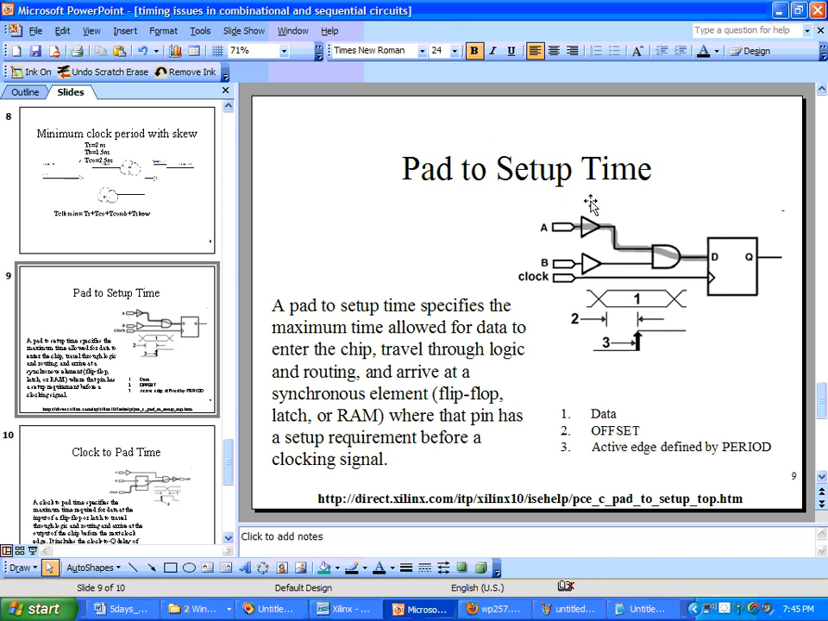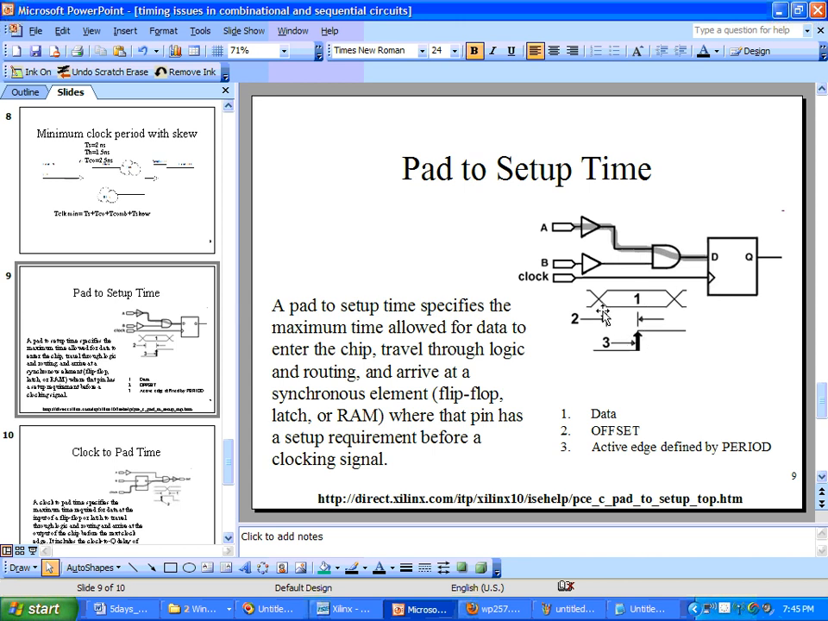What it means is, now you read this one. This is exactly from the Xilinx manual I have taken. At the bottom a URL is shown where you can read more about it. A pad to setup time specifies the maximum time allowed for data to enter the chip, travel through logic and routing, and arrive at a synchronous element, that is a flip-flop, latch or RAM, where that pin has setup required before a clocking signal. So what actually it means, in a simpler way, is that the data outside the chip you are seeing now, the first waveform that is showing the data change, is at the FPGA pin level you are talking about, not the D flip-flop input, remember.